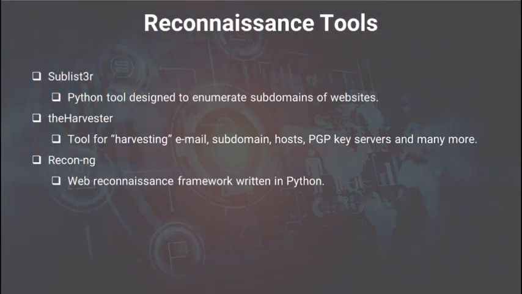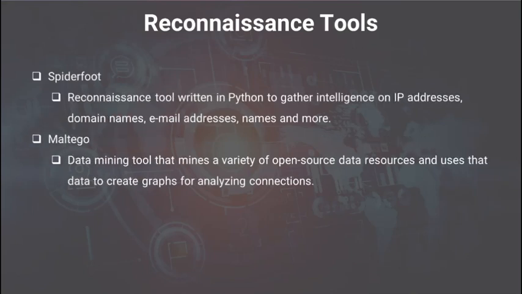Here are a few of the most popular tools for reconnaissance in the context of OSINT and IT systems. First on the list is a tool called Sublist3r, with a 3. This is a Python tool designated to enumerate subdomains of websites. And now I would like to show you how it looks like.